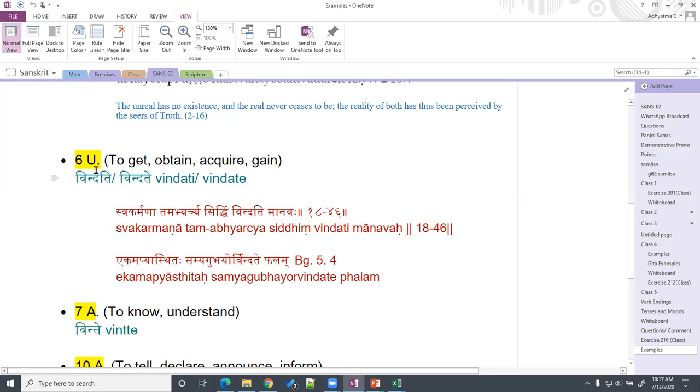So here it belongs to sixth class and it becomes Vindati or Vindate. This Gita example: Swakarmana tam abhyarchya siddhim vindati manavah. Ekam apyasthitah samyak ubhayor vindate phalam. And here the meaning changes. It means to get, to obtain, to acquire.